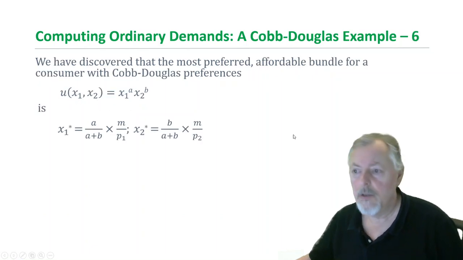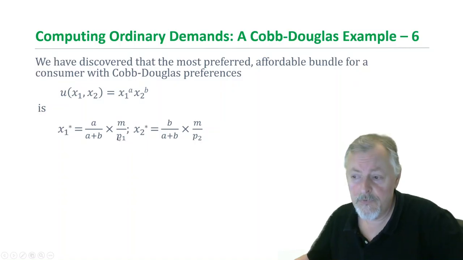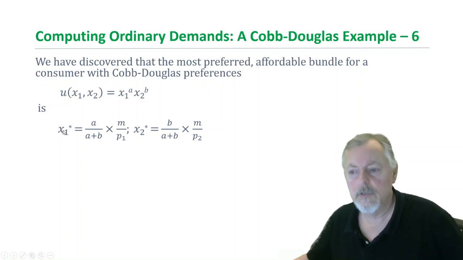So we've now figured out that the most preferred affordable bundle for a person who has Cobb-Douglas preferences, this form, will be that. If you know what A and B are, because you have to know the person's preferences, you know their income, M, and you know the prices, you can just plug them in and calculate. At the optimum bundle, the person will purchase this many of X1 and that many of X2.